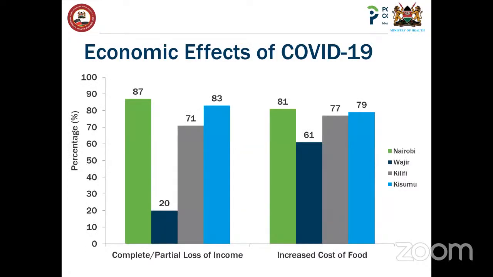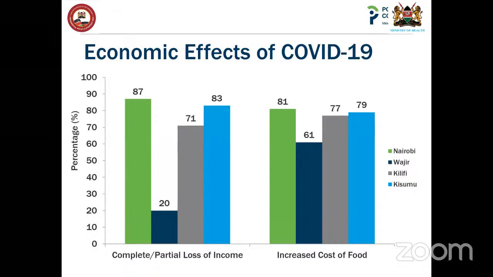We looked at the economic effects of COVID-19 across the different sites, at the household level. We had interviewed the household head for each household. In the figure on your left, we asked household heads if the amount of income they were earning had changed since the start of the pandemic, around March. Around 80% on average reported either complete or partial loss of income, again with the exception of Wajir.